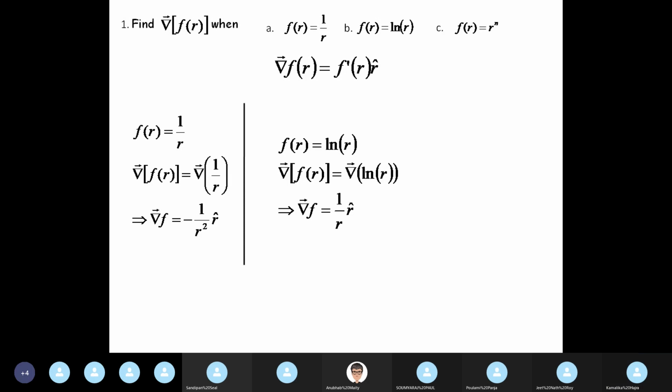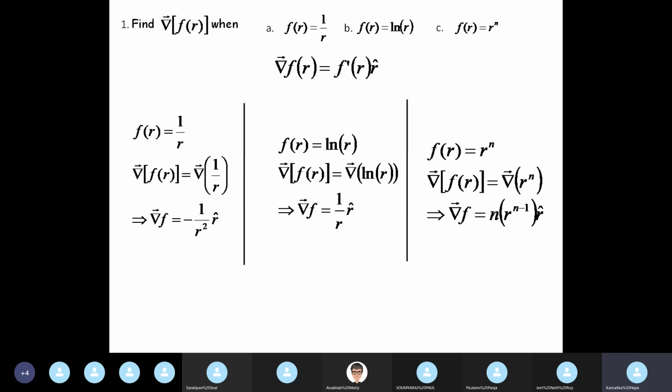What is the derivative of r to the power n? Then it is n r to the power n minus 1, by r into r cap. So grad of r to the power n is n r to the power n minus 1 r cap.